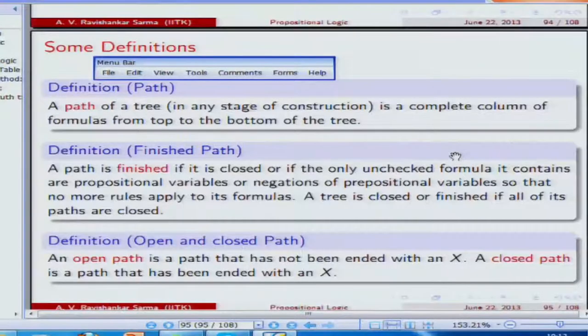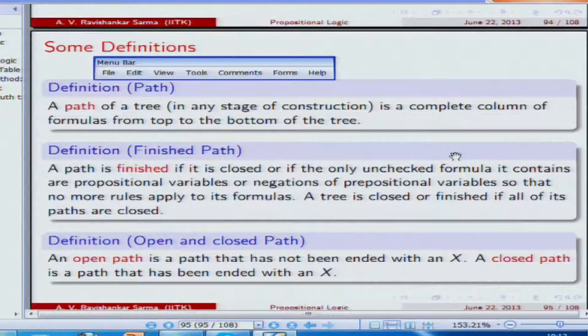So now an open path is a path that has not been ended with that mark X, and a closed path is a path that has been ended with an X.